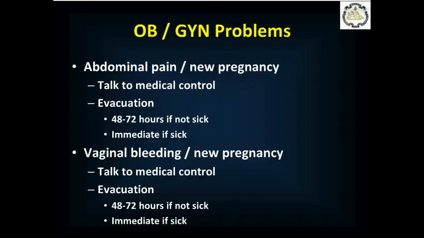If they're sick at all, abnormal vital signs, peritoneal signs in the abdomen, severe pain, they need to be evacuated immediately. If you have a patient with vaginal bleeding in a newly diagnosed pregnancy, talk to medical control. Again, if they're not sick, you can wait up to 3 days to get the ultrasound to evacuate them, but if they're sick at all, they need to be immediately evacuated. Again, if this is a known pregnancy and there's an ultrasound showing that it's in the uterus, then talk to medical control and you make a decision based on how far along the pregnancy is.